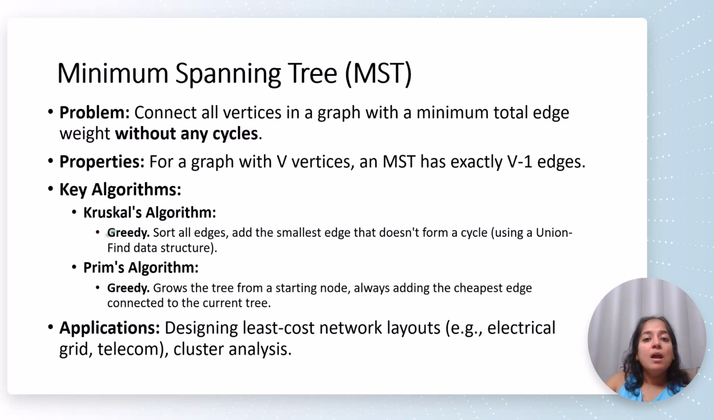So if we want to connect all the vertices of a graph with minimum total edge cost, and make sure that since it is a tree it cannot have any cycles in it, right?